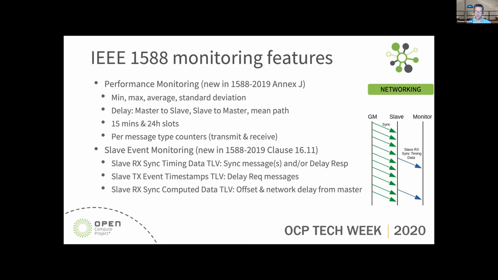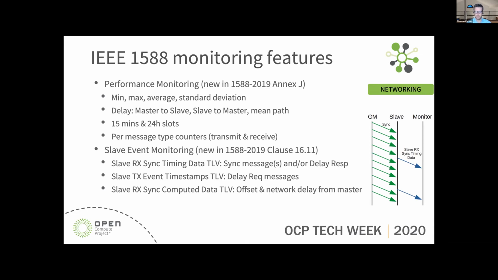And this is important because when you're troubleshooting, you want to know how many sync messages were sent, how many delay requests were received, and how many delay responses were sent out to see if there is an asymmetry in the information that's being provided. There's also another clause, 16.11, which is about slave event monitoring. So that draws on what you saw on the previous slide, which is the reason why I built it in this way, which allows you to have a timing data TLV with the sync messages and/or the delay responses.